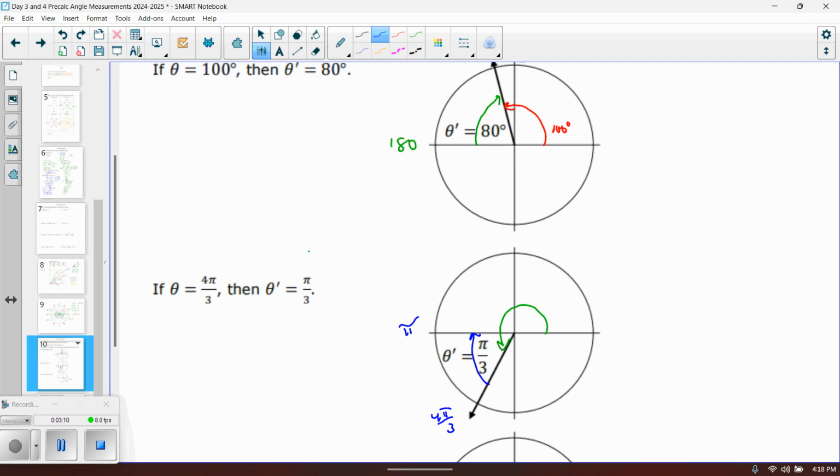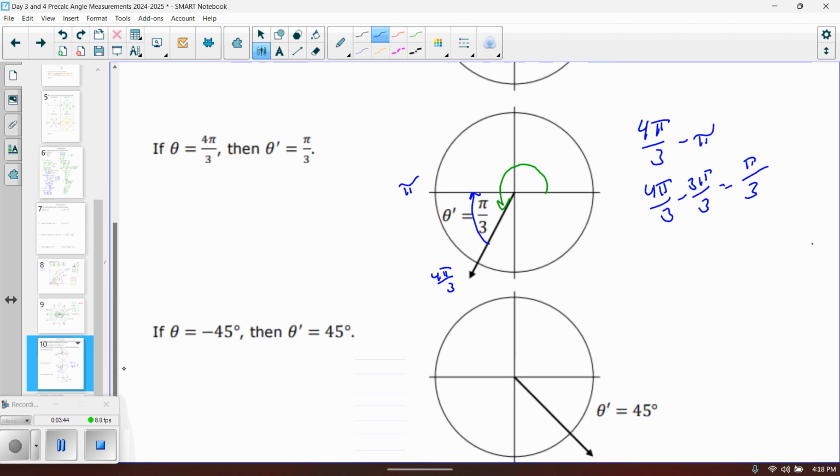So again, you would normally take 4 pi thirds and subtract pi to figure that out. To do that, you'd have to change pi into a fraction with a common denominator. So multiply pi by 3 over 3, and you would get 4 pi thirds minus 3 pi over 3, which then gives you 1 pi over 3, which is why theta prime is pi thirds. It's usually much easier to deal with in radians, believe it or not, than it is with degrees.